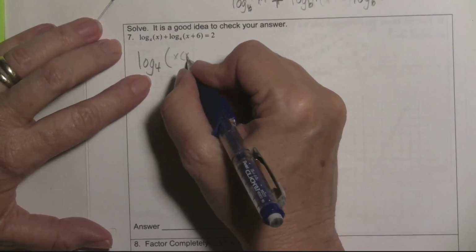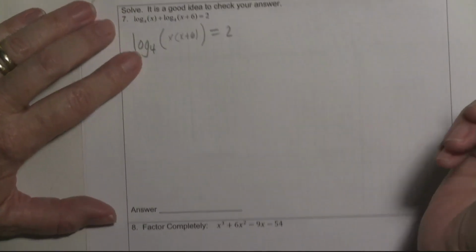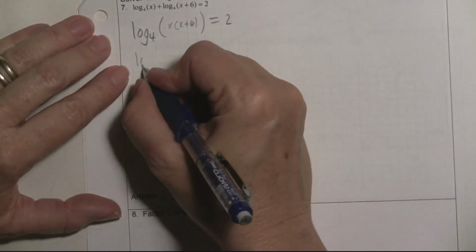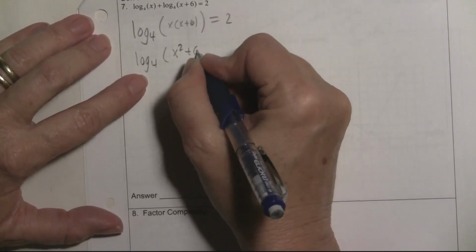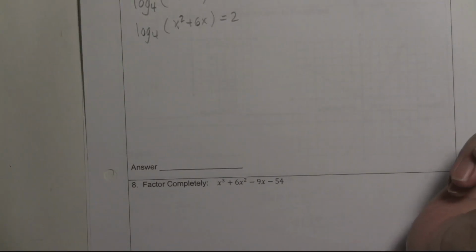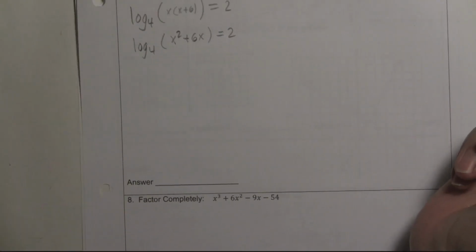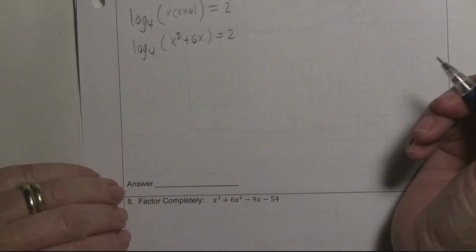X times x plus 6 equals 2. If it bothers you, multiply that together. Log base 4 of x squared plus 6x. Hot diggity dog. And then now you got to use your property that gets it out of log. Out of log, you got to say to yourself, that's what I got to do.